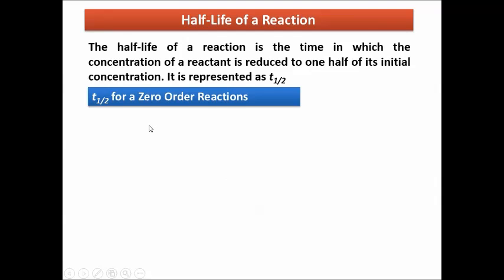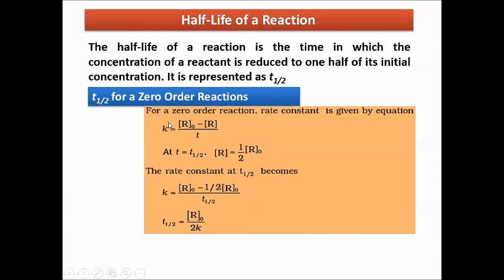Let's now discuss the zero order reaction's half-life. We know that a zero order reaction has a rate constant given as K is equal to R0 minus R by T. If we take the time T half, automatically the R becomes what? Half of R0. The initial concentration is reduced to half, so it will be R0 by 2 or 1 by 2 R0.